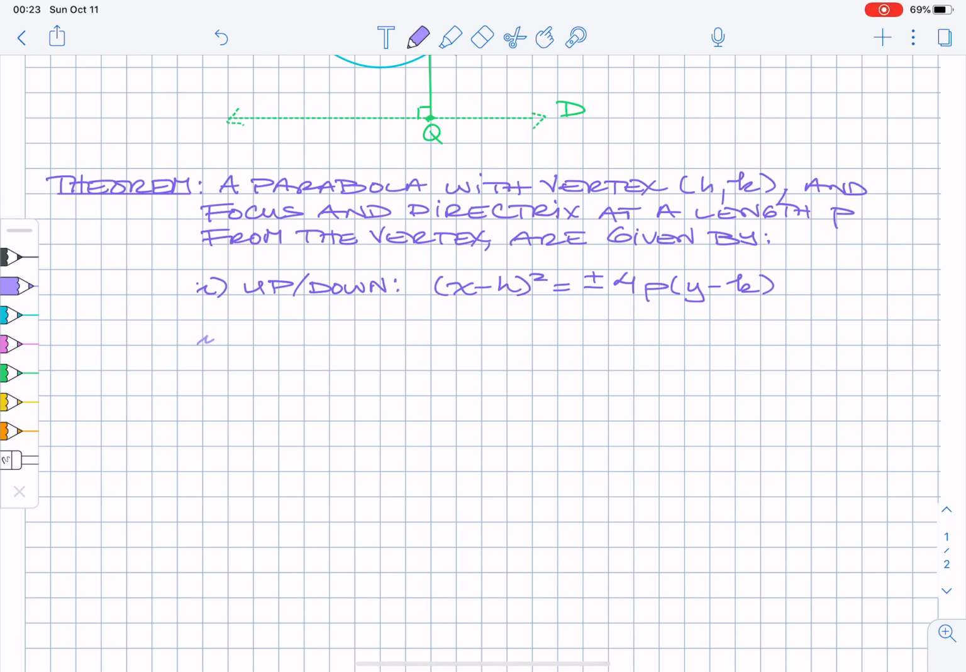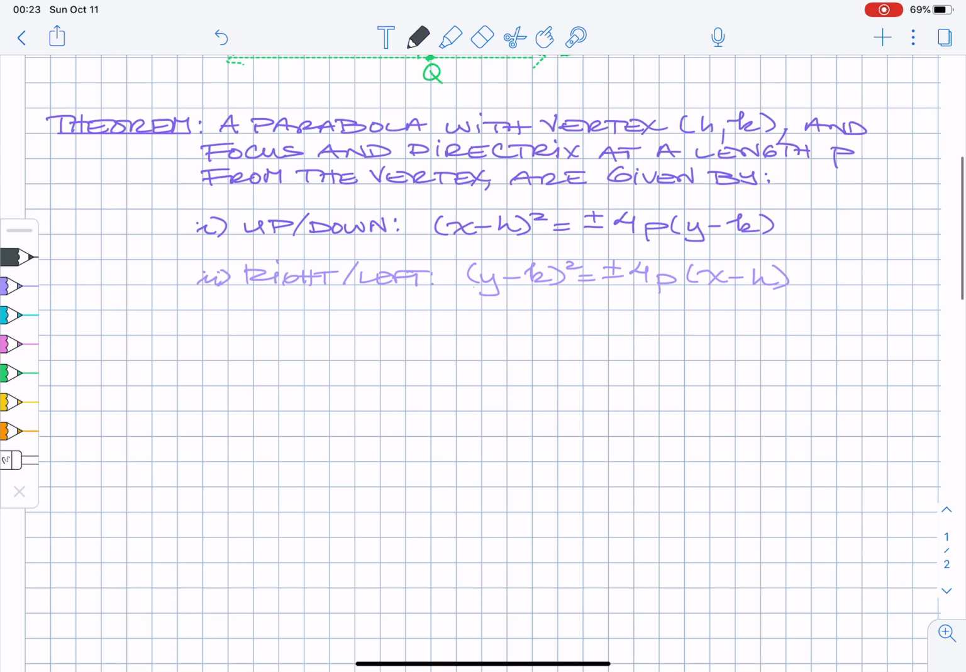And number two would be a right or left parabola. So that's going to be (y minus k) squared is equal to plus or minus 4p times (x minus h). Okay, so let's see this in practice.